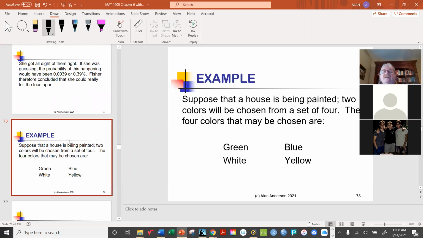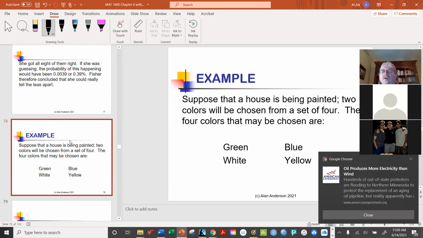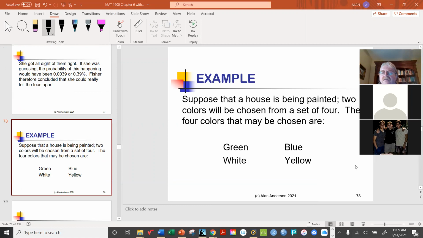A house is being painted. We're going to pick 2 out of 4 colors. All right. Now, presumably, the order in which I pick the colors doesn't make any difference. So how many different combinations of paints can I choose?